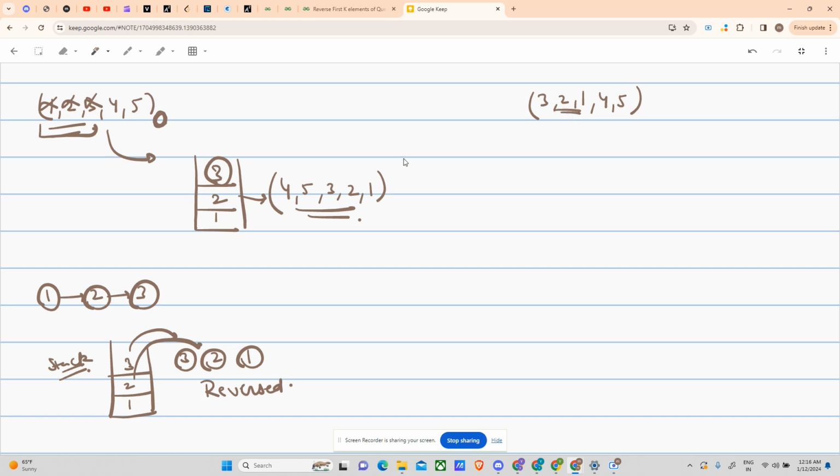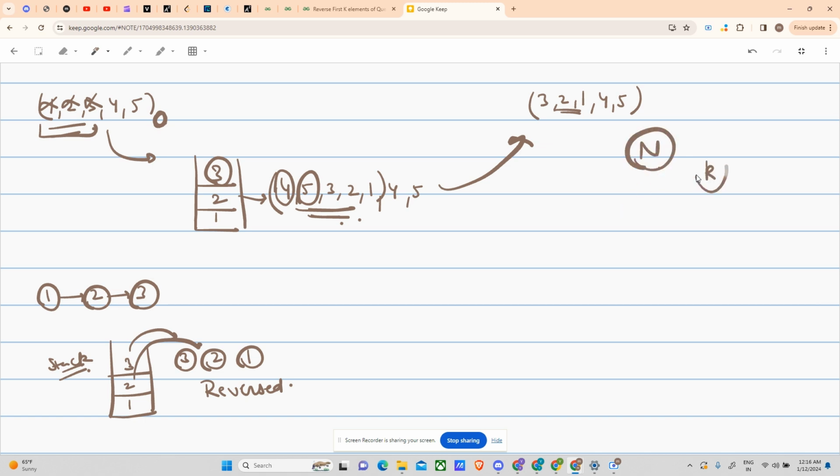I have to reach this, and I have still only reached this. Again, what will you do? You will just remove this element and put it at the back, remove this element and put it at the back, and you will reach your final answer. How will you be able to do this? So we had a queue of size n, right?